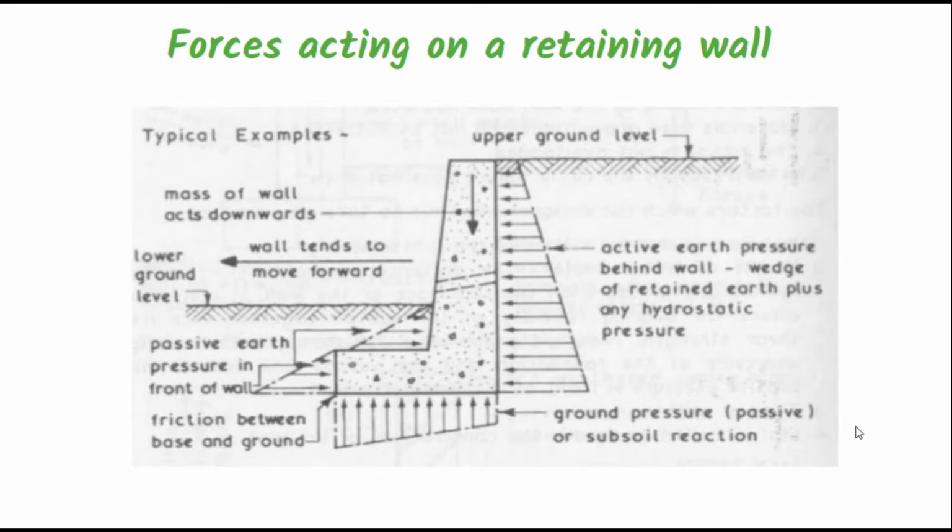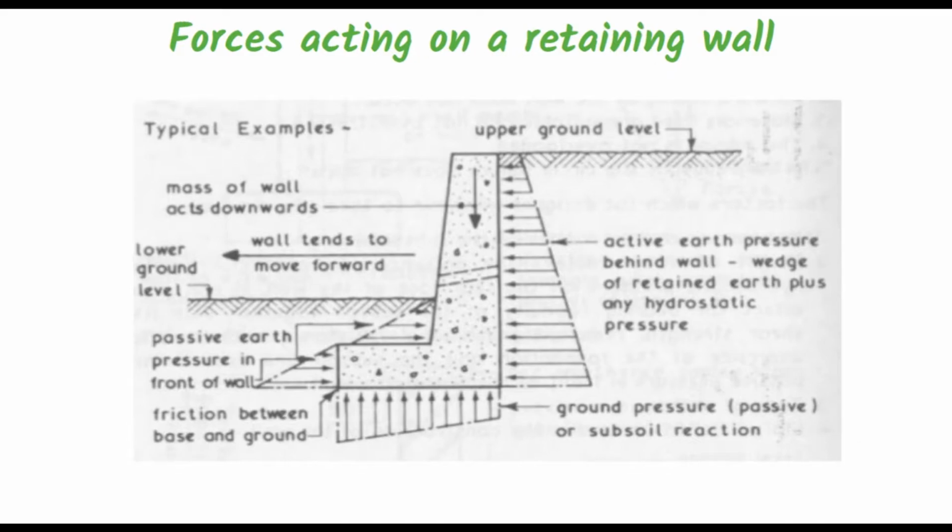What are the forces acting on a retaining wall? You just go through this particular picture and diagram. The first major load is the active earth pressure behind the wall. The soil behind the wall exerts a pressure on the wall, and this is the active earth pressure. At the top portion, there will be a surcharge above the horizontal portion, and the ground pressure, that is a passive force or subsoil reaction, is another major force acting on a retaining wall.